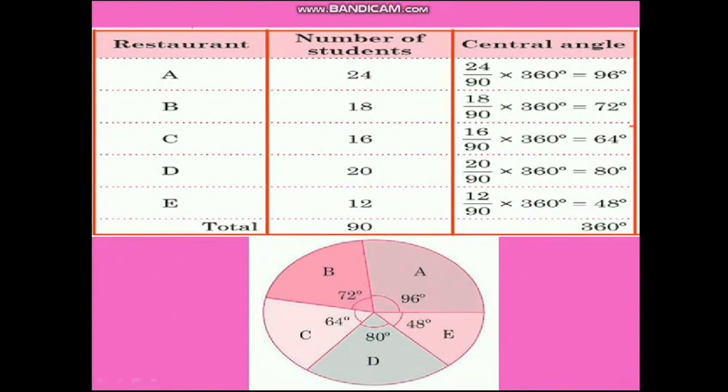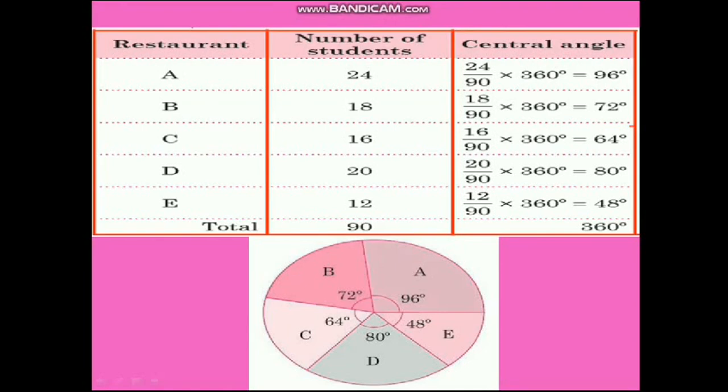Now here we have an example by which we can understand perfectly how we normally create a pie chart. Here we have data from 5 different restaurants, namely A, B, C, D and E. From this data, it is given how many students go to each restaurant. Here 24 students go to restaurant A, 18 students go to restaurant B, 16 go to restaurant C, 20 students go to restaurant D and 12 students go to restaurant E.